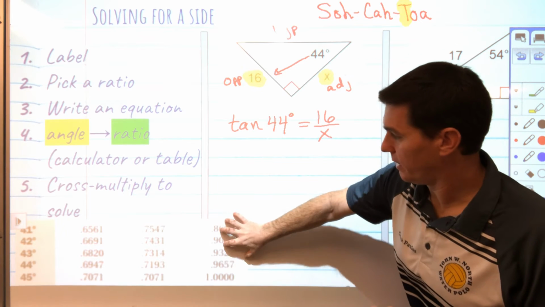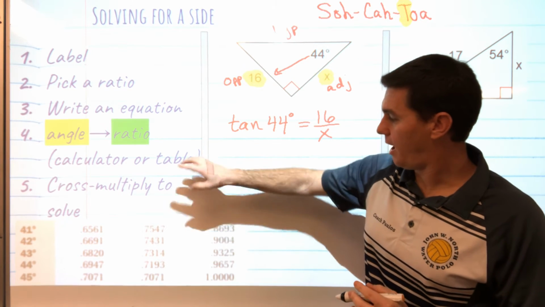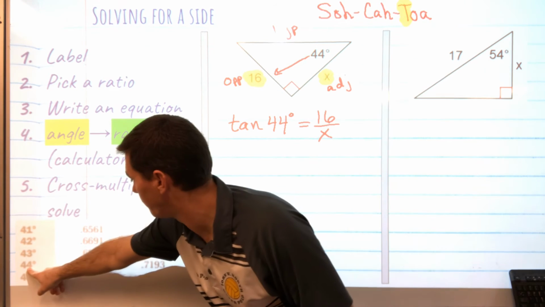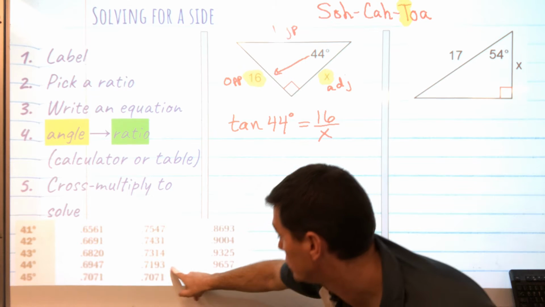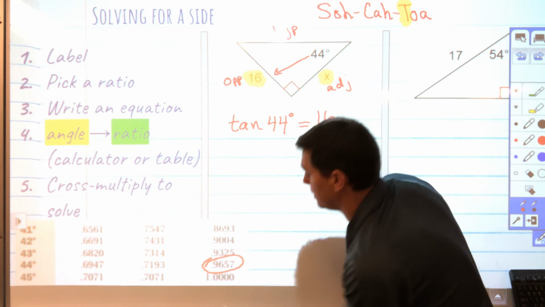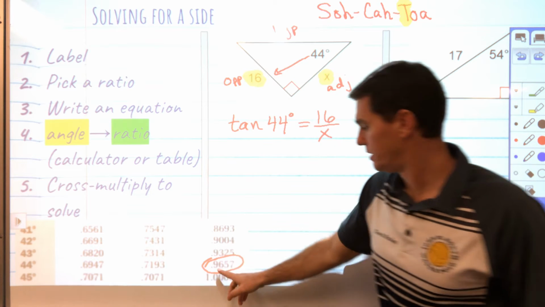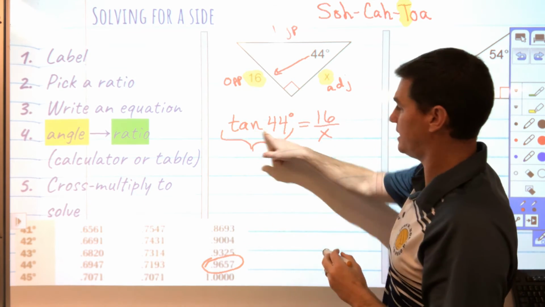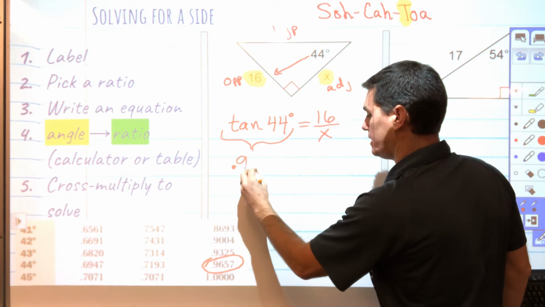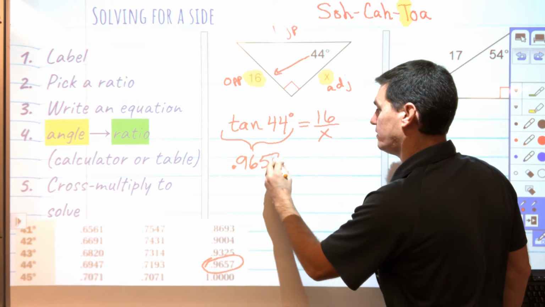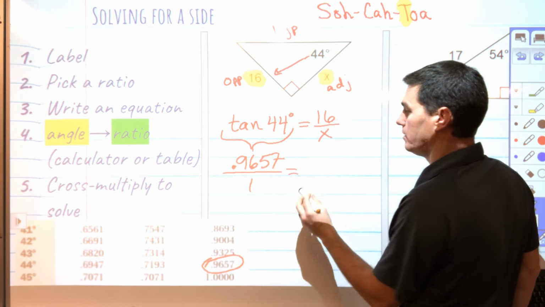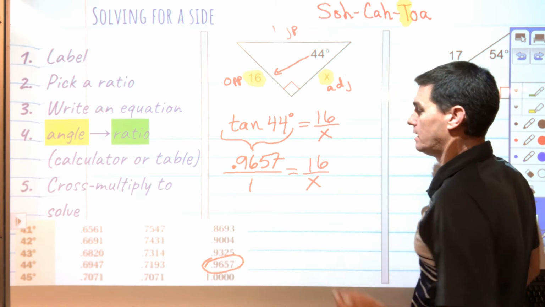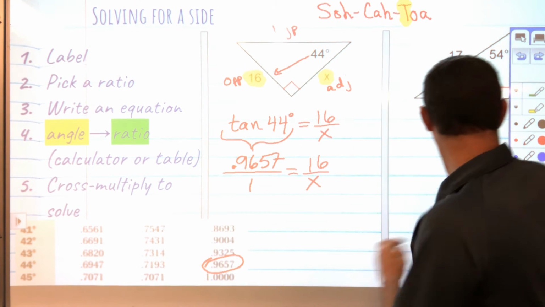All right? I took a snapshot of a table, what it might look like, and so I go on my table to 44 degrees. So I find 44 degrees, and I go over to the tangent ratio right here. It goes sine, cosine, tangent. So 0.9657. So I replace tangent 44 with 0.9657. I put that over 1, because dividing by 1 never changes the value. And we have 16 over x. And from here, we cross multiply to solve.